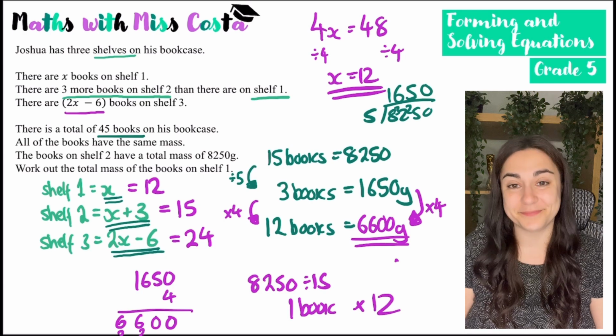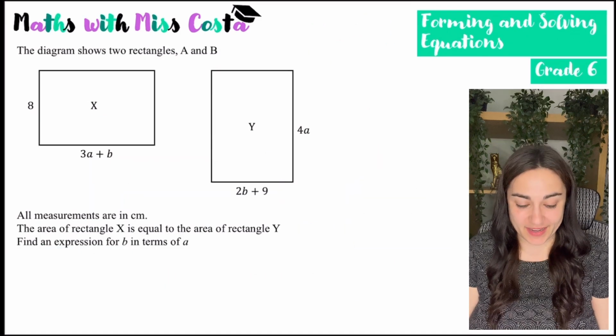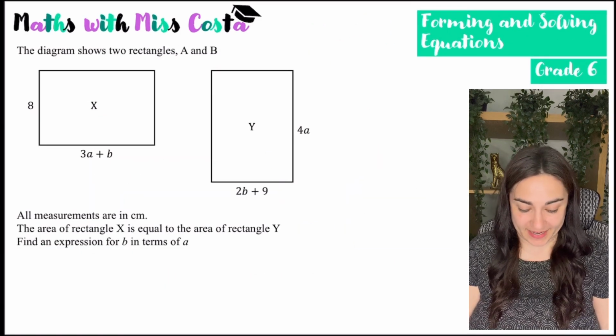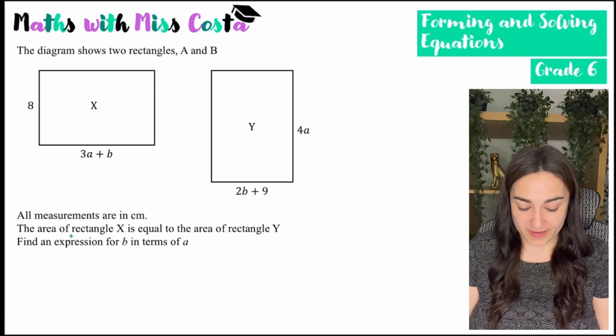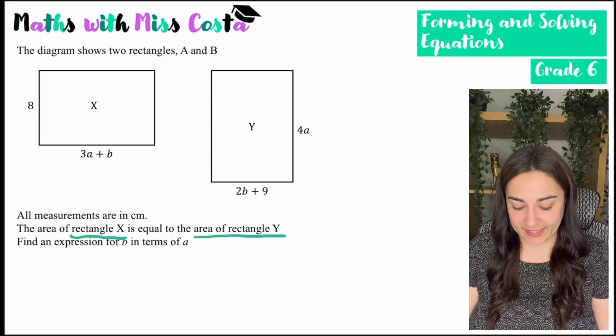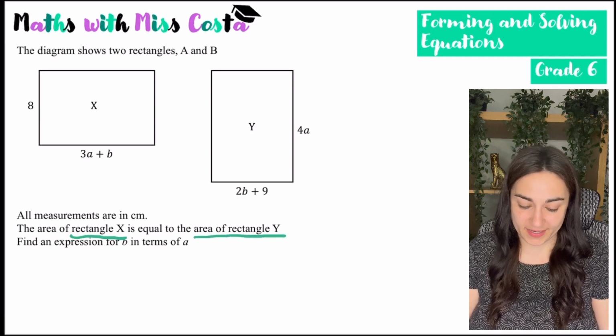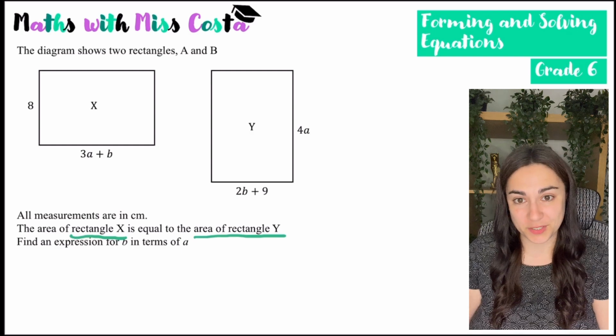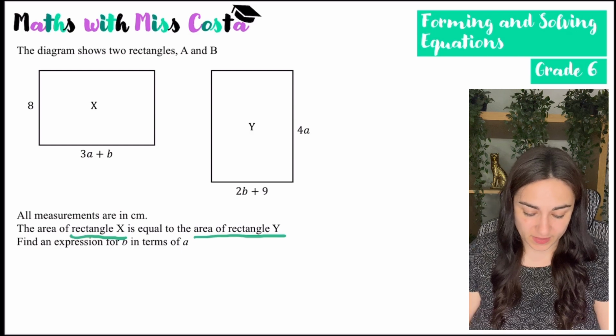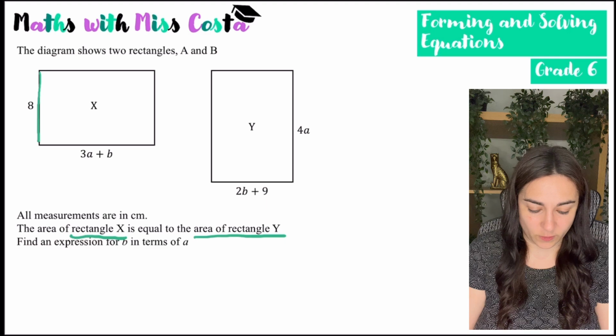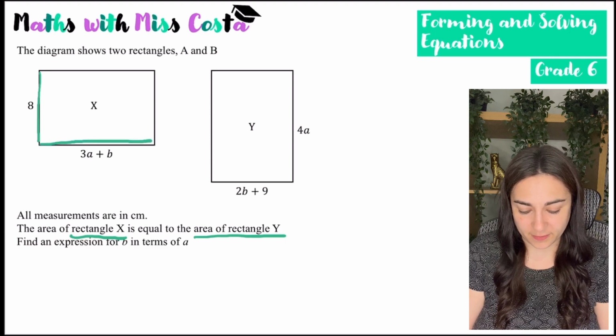Okay, so here I've been given 2 rectangles, A and B. And I'm told that the area of rectangle X is equal to the area of rectangle Y. So this is important because I can form 2 equations and equate them. So how do I work out the area of a rectangle? I do length times by width.